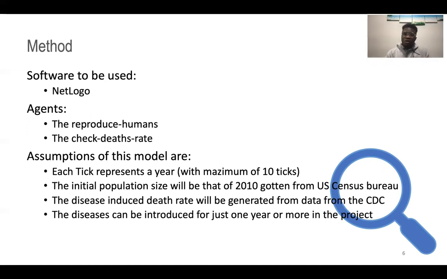The assumptions for these models are that each tick in NetLogo will represent a year, and we want to keep this to a maximum of 10 ticks, which would be a span of 10 years. And of course, the initial population size would be that of 2010 because we want to use the data from the US Census Bureau. And of course, the disease-induced death rate will be generated from data which we will get from the CDC. The disease can also be introduced in a 1-year, 2-year, or 3-year span, depending on how we want to run the simulation.